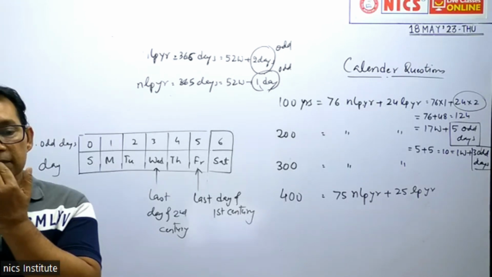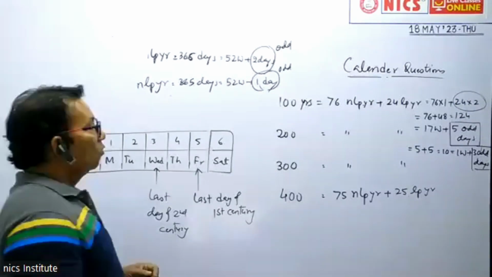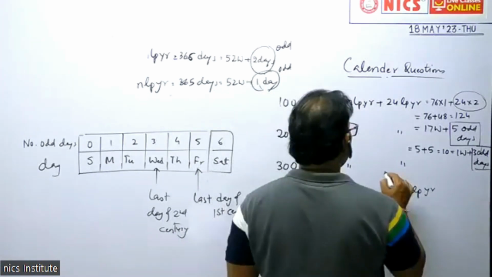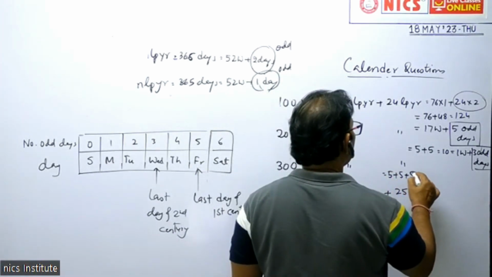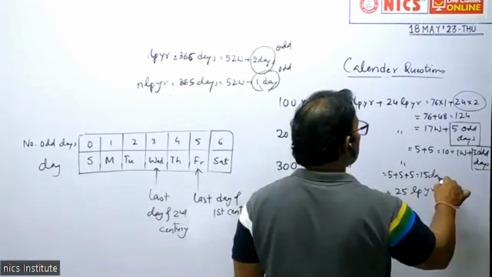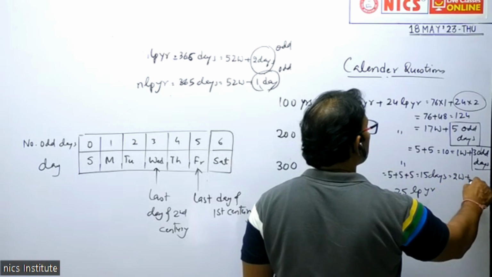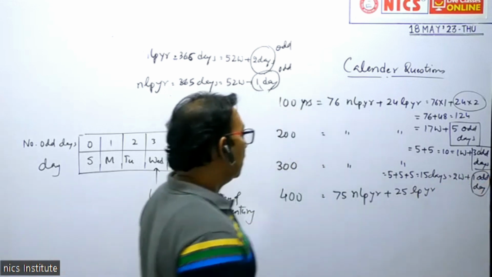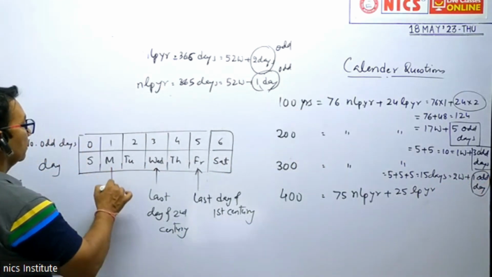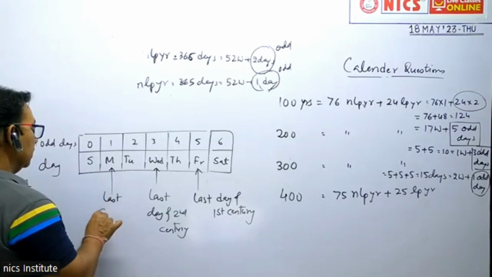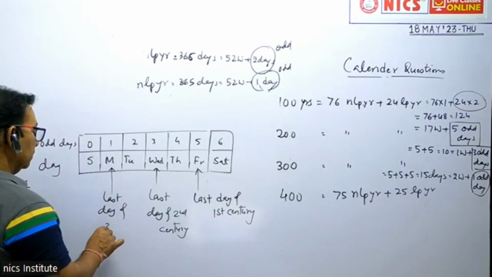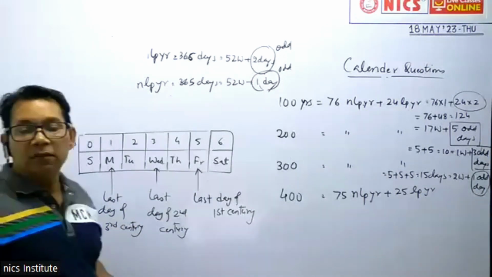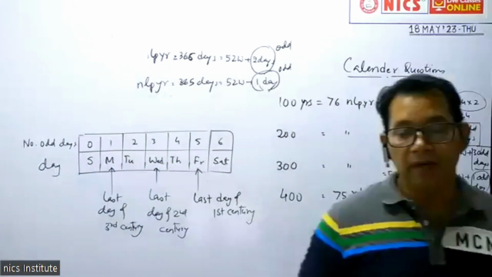So Monday. Okay, so 5 odd days, 5 odd days, 5 odd days. That means at the end of the third century, you have 15 days. 15 days means 2 weeks plus 1 day. So 1 odd day is there. 1 odd day means the last day would be Monday. So this is the last day of the third century. The last day of the third century is Monday.